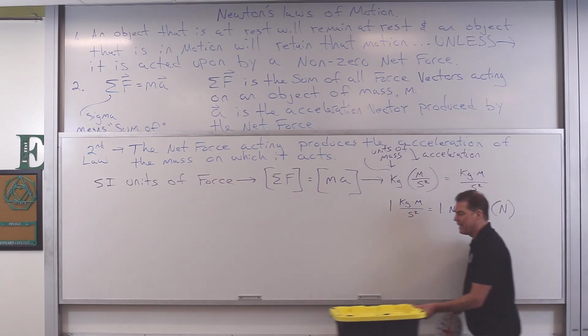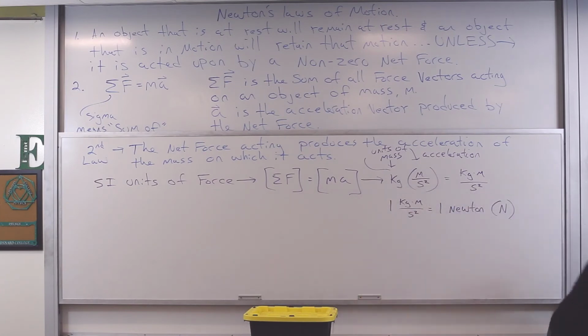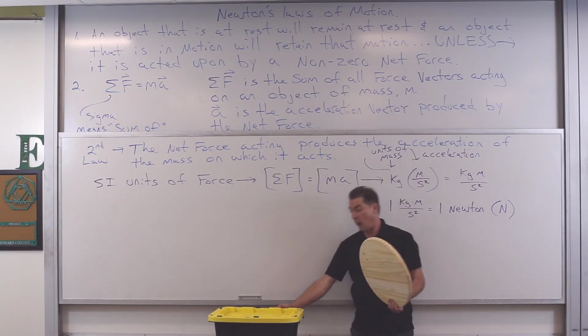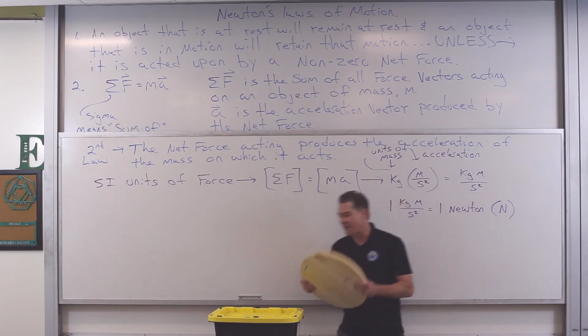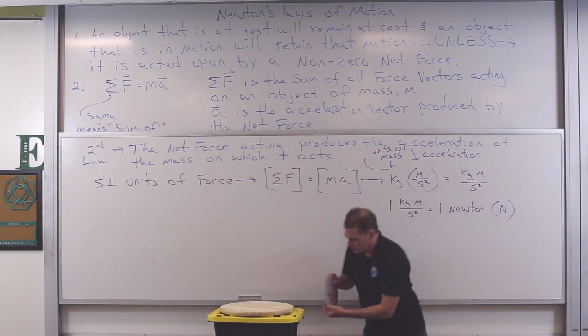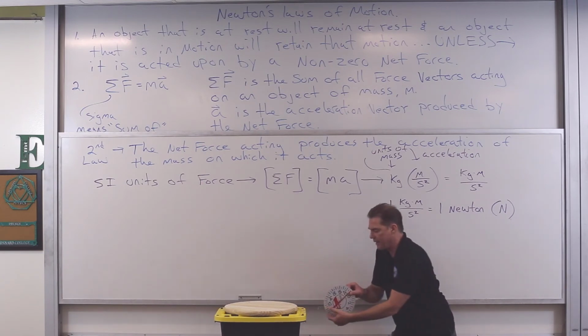Well, what happens if I make this more massive? How am I going to make it more massive? So let me take something that has, well, probably twice the mass of this. This isn't super heavy, but it's heavy enough. We'll stick it up there. We'll do the same thing. What do you think is going to happen when I pull on it?